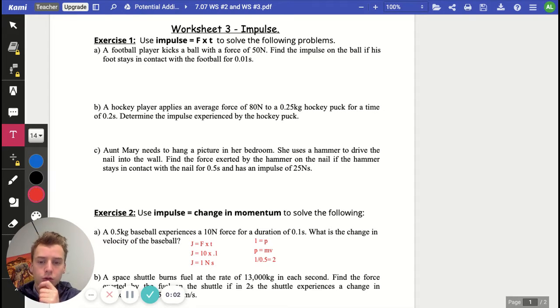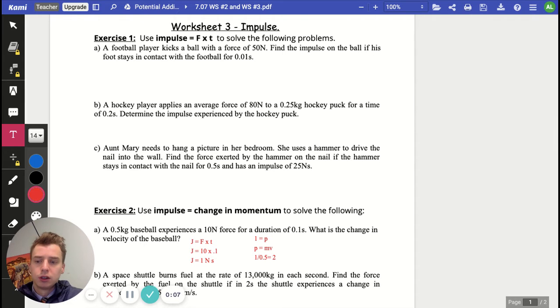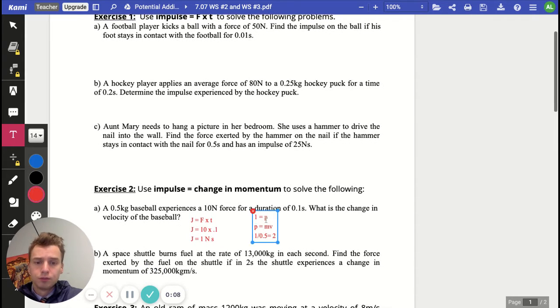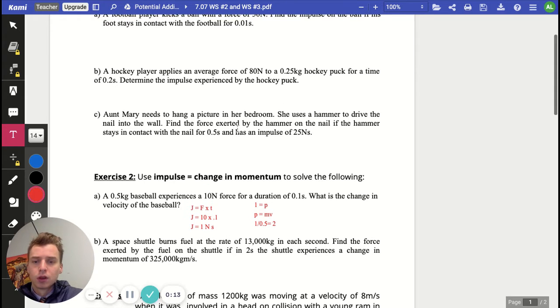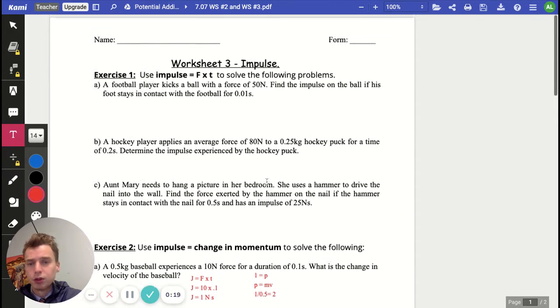In this video, I'm just going to be going over one example of how to do these impulse calculations. I'm going to go through exercise 2, 2A actually, which requires you to use your knowledge of the fact that impulse is equal to the change in the momentum, and that the impulse is also equal to the force times the time.